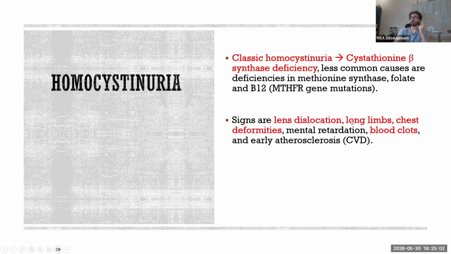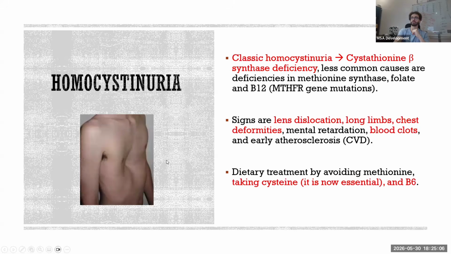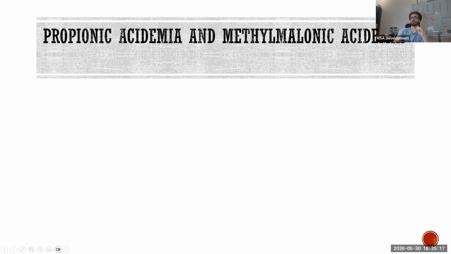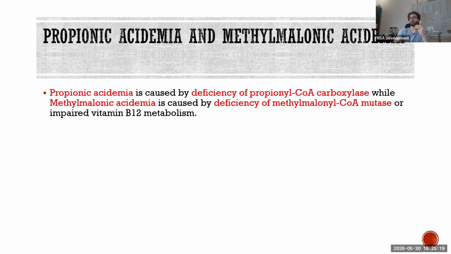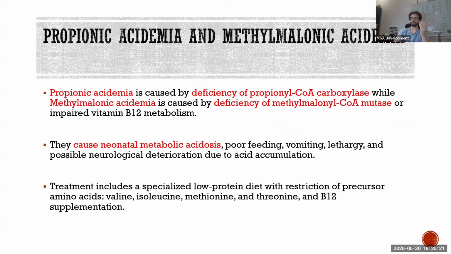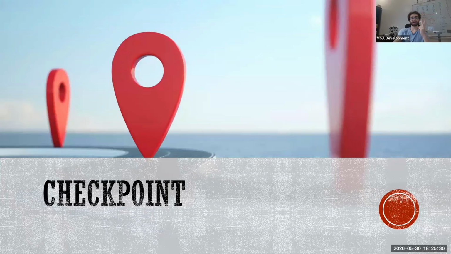Lens dislocation, long limbs, and chest deformities. Chest deformities that look like this. Of course, dietary treatment is how? Avoid methionine and take cysteine and B6. That's all you need to know. Propionic acidemia and methylmalonic acidemia, we already talked about it. I won't even go through it again. Just know it causes neonatal metabolic acidosis because we have acidemia, logically. And these 2 lectures are over.